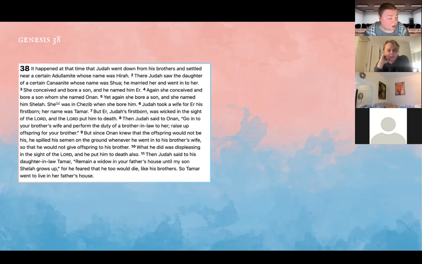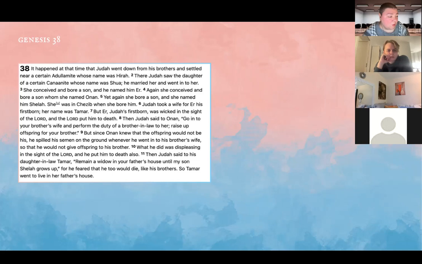Her name was Tamar. But Judah's firstborn was wicked in the sight of the Lord, and the Lord put him to death. Then Judah said to Onan, "Go into your brother's wife and perform the duty of a brother-in-law to her. Raise up offspring for your brother."